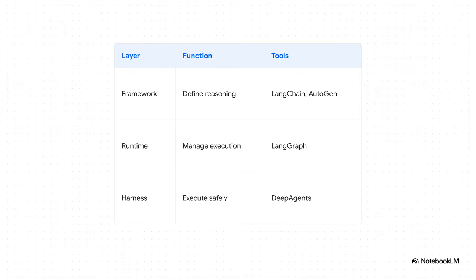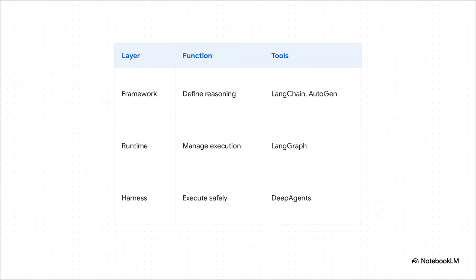Next layer down is the runtime. Tools like LangGraph or Temporal. These operationalize that logic by managing the execution and retries. And finally, you have the harness layer, like Deep Agents or Databricks OmniGen. The harness wraps around the framework and the runtime to validate it, adding all those pre-wired guardrails you absolutely need for safe production environments.